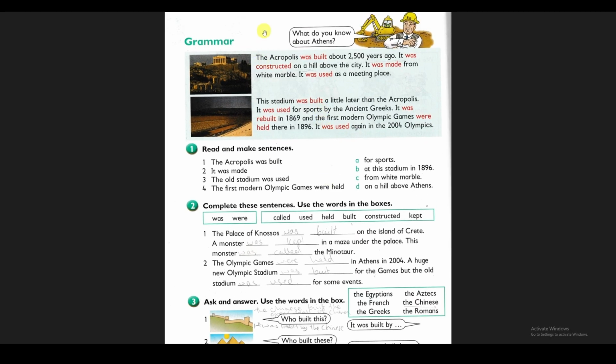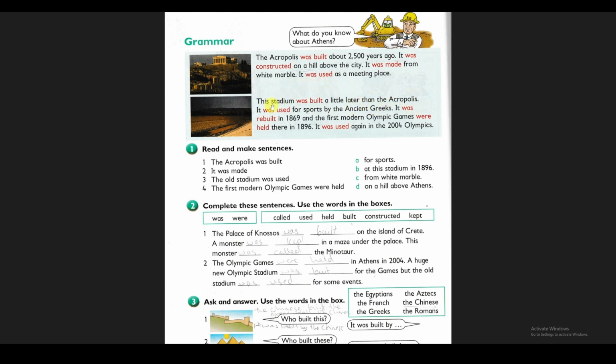So, first, the Acropolis was built about 2,500 years ago. It was constructed on a hill above the city. It was made from white marble. It was used as a meeting place. This stadium was built a little later than the Acropolis. It was used for sports by the ancient Greeks.